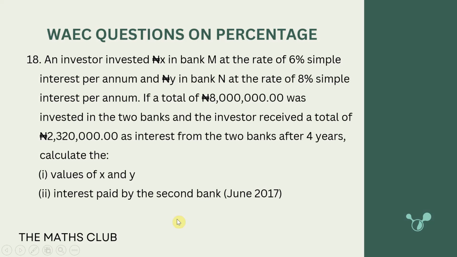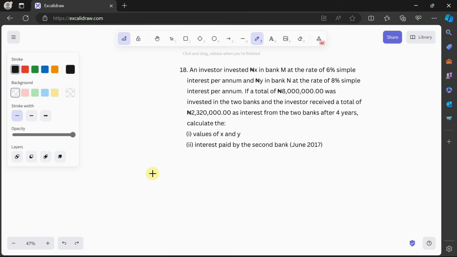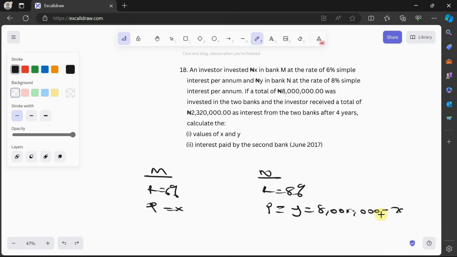Welcome back. Let's solve it together. So we know that for Bank M, the rate is 6%, and the amount, which is the principal here, is X naira. For Bank N, the rate is 8%, and the principal is Y naira. The question says that a total of 8 million was invested in the two banks. So if the principal here was X, this Y should be 8 million minus X, because a total of 8 million was invested in both banks.